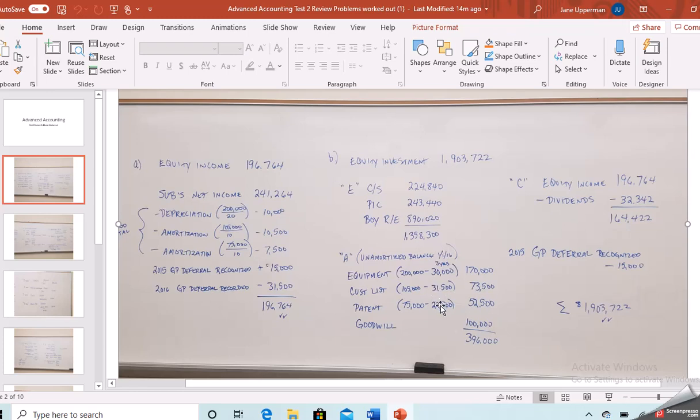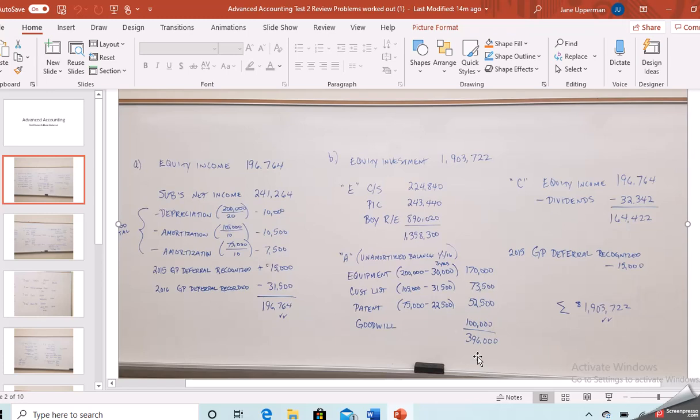So then that's what I've mapped out here. So we take the equipment of the 200,000 minus 3 years of depreciation. So again, the 10,000 times 3, that gives us 170,000. Same thing with the customer list, starts at 105,000. 10,500 times 3 gives us that 31,500 for a net of 73,500. The patent starts at 75,000. 3 years of $7,500 amortization leaves us 52,500. And then the $100,000 of goodwill just carries forward. So we subtotal those, and that's at $396,000.